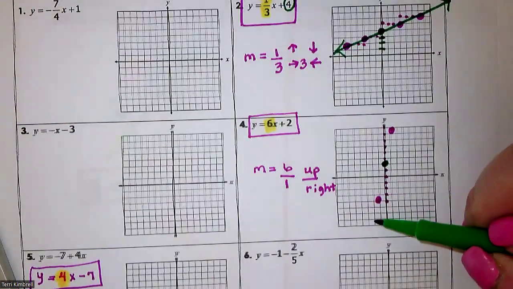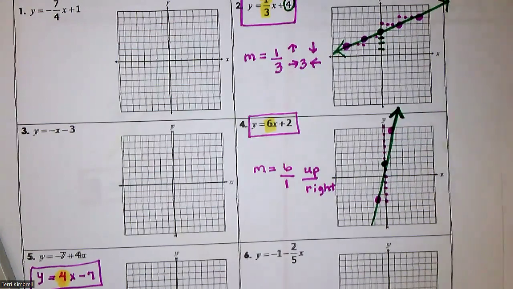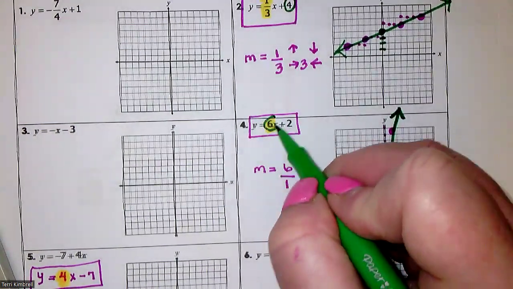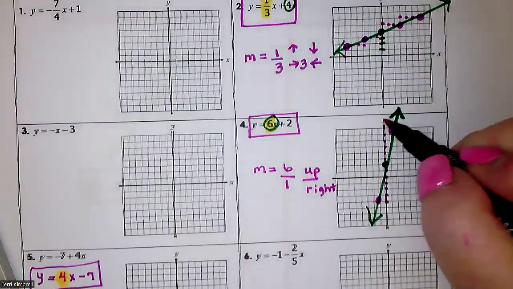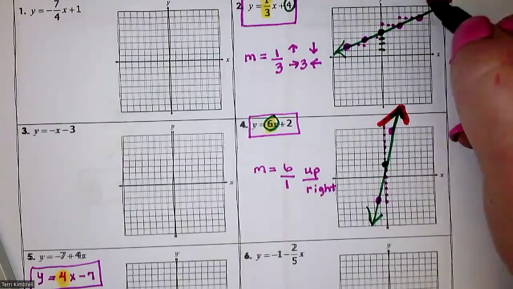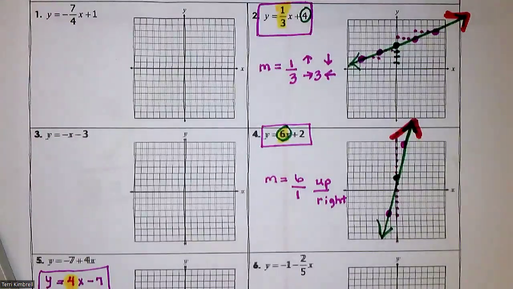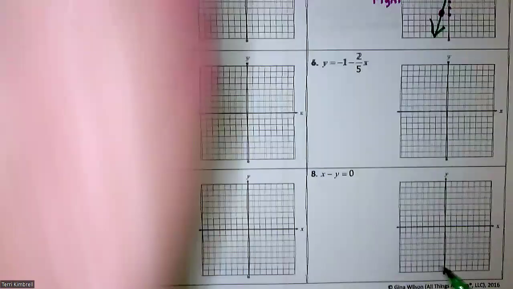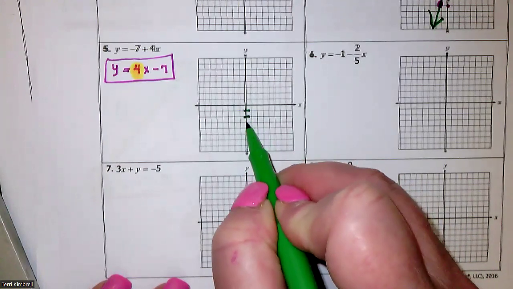Then always double check that your line is going up, because it has a positive slope. Remember what we said earlier: the line should be going up on the right end if it is positive. Okay, looking at number 5, we're going to start this time at -7.